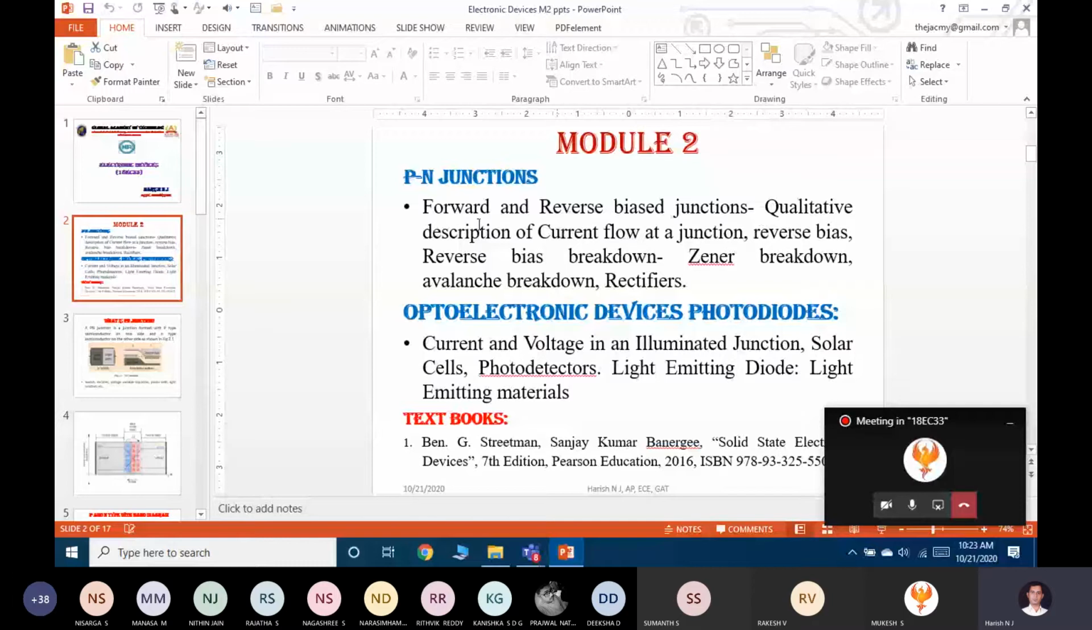Equilibrium condition means what? The equilibrium condition is also referred to as the unbiased condition of a PN junction diode. Unbiased condition means we are not connecting that particular PN junction diode to any external source. That concept only we call unbiased or equilibrium.